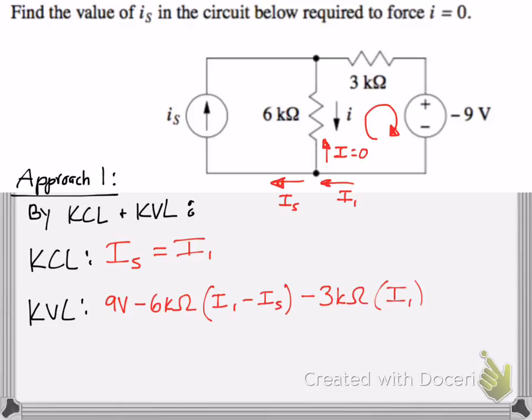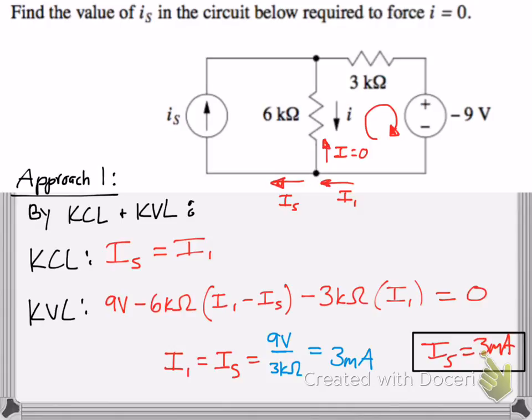And then you subtract the voltage through the 3 kilohm resistor, through which we labeled the current as I1, from the loop there. So by that equation, we know that the voltage has to be 0 around the loop. We solve for I1, and we know that I1 actually equals IS. So when you simplify, you just get 9 volts over 3 kilohms, and then you get 3 milliamps as a result. So the source has to be 3 milliamps.